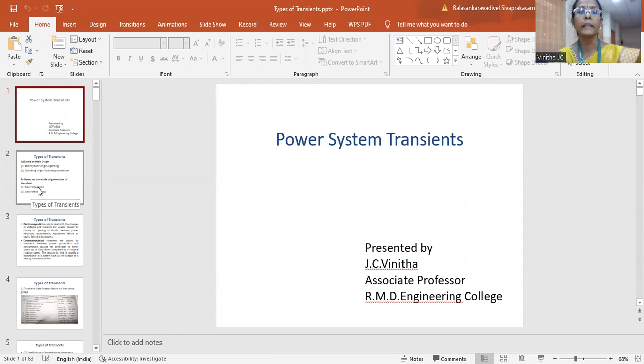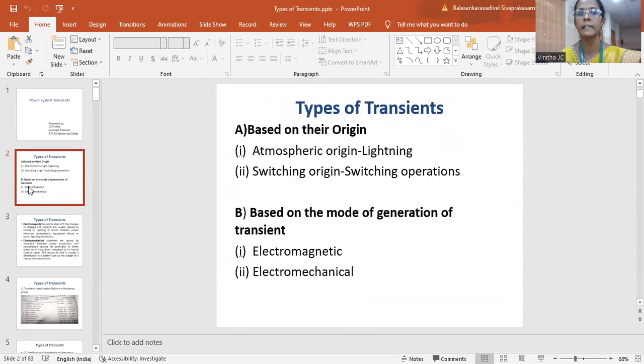Today I am going to explain the types of transients in power system. Depending upon various factors, transients are classified into different types. The first one is based on their origin. The transients are classified into two types. The first classification is atmospheric origin, for example lightning. The second one is switching origin. An example is switching operations.